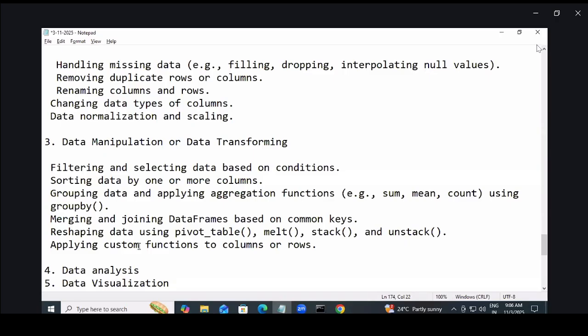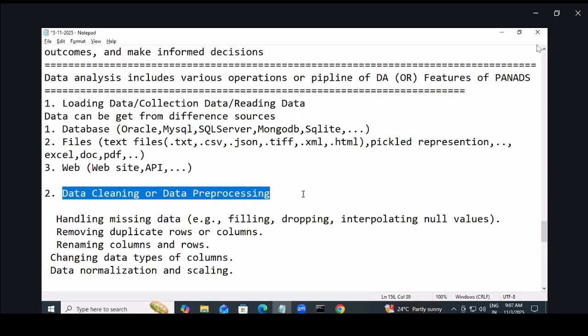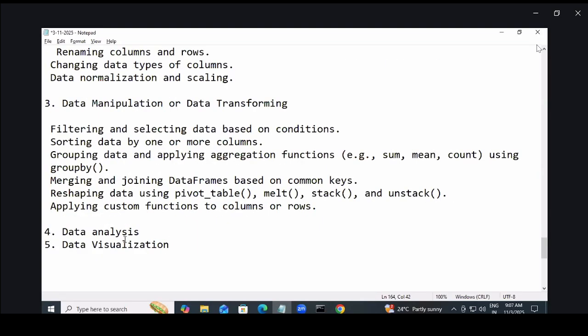And this is the advantage of using Pandas. These are the features of Pandas. It supports data collected from different formats. It provides the methods for data cleaning and data processing. It provides the methods for data manipulation and data transformation. It provides the methods for data analysis. And it provides the methods for data visualization.